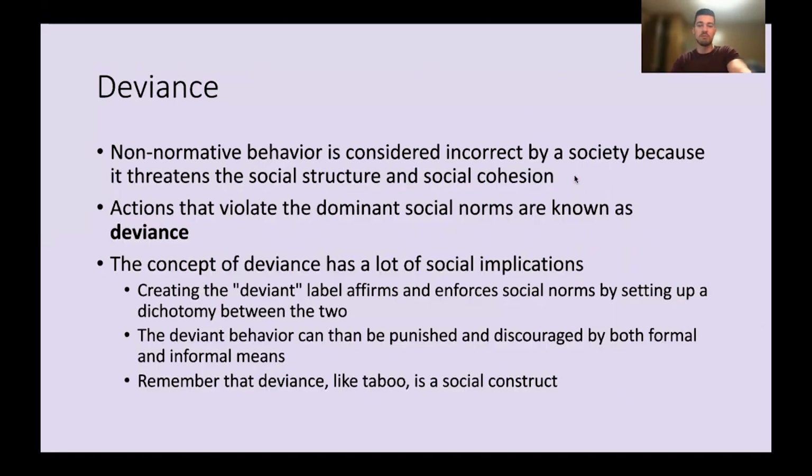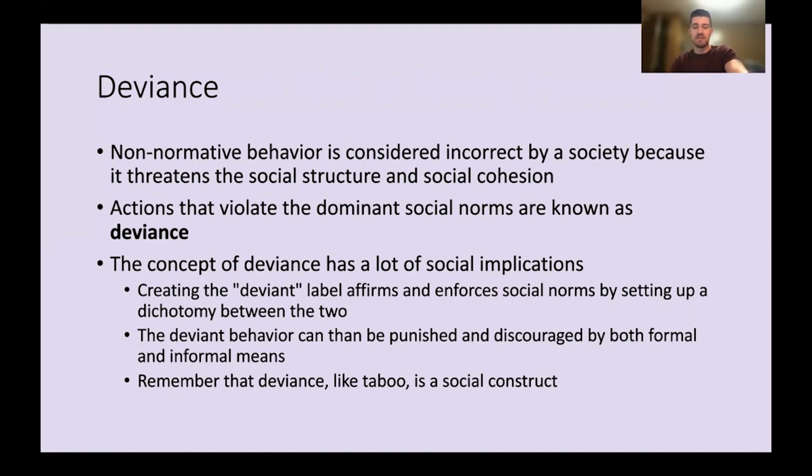So deviance is non-normative behavior. Non-normative behavior is considered incorrect by a society because it threatens the social structure and social cohesion. So basically that's what we've been talking about right now. We have these norms in place to keep that social structure in order. It benefits everybody. So when non-normative behavior is evident, we use these sanctions and we try to correct it. So actions that violate the dominant social norms are known as deviance.